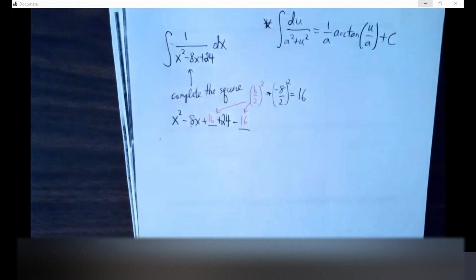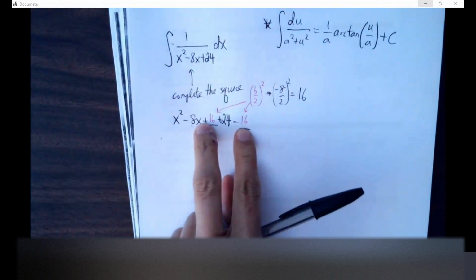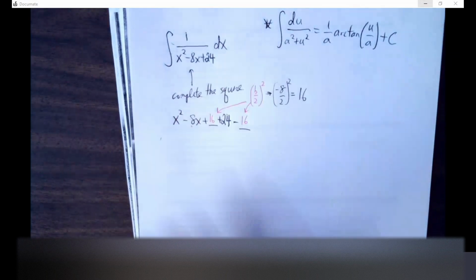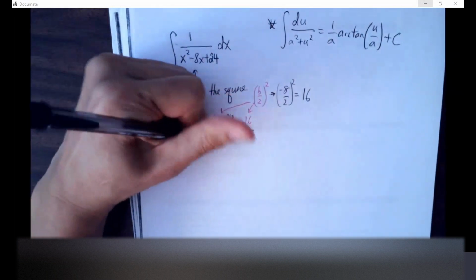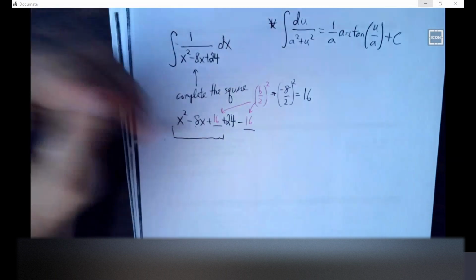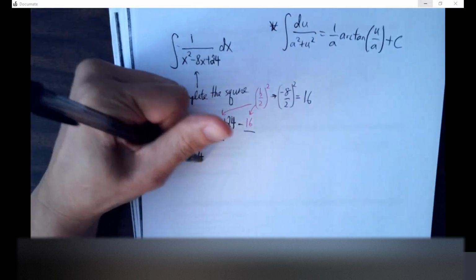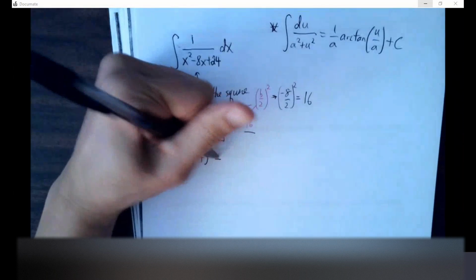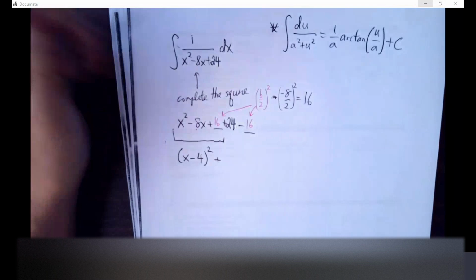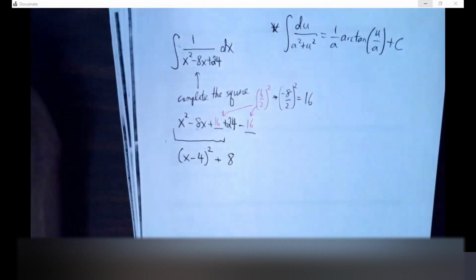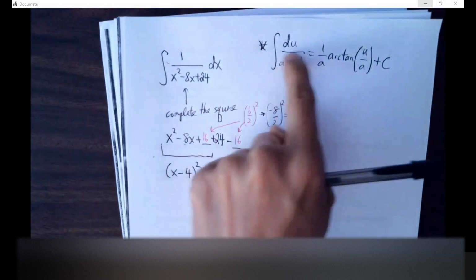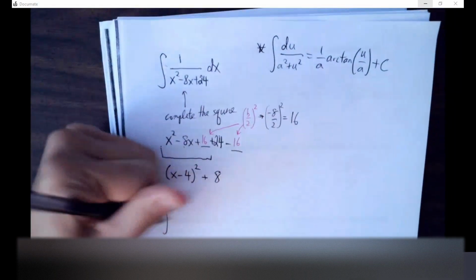There, that's better. Okay, so we have a plus and a minus because we need to ensure that whatever number we add, we subtract it because we don't want to change the overall value of the expression. So now we're going to factor. Multiplies to be 16, adds to be -8. It's going to be x minus 4 and x minus 4, so x minus 4 squared. Combine the remaining term here, and we get 8. Okay, our denominator is coming together a little bit more nicely.